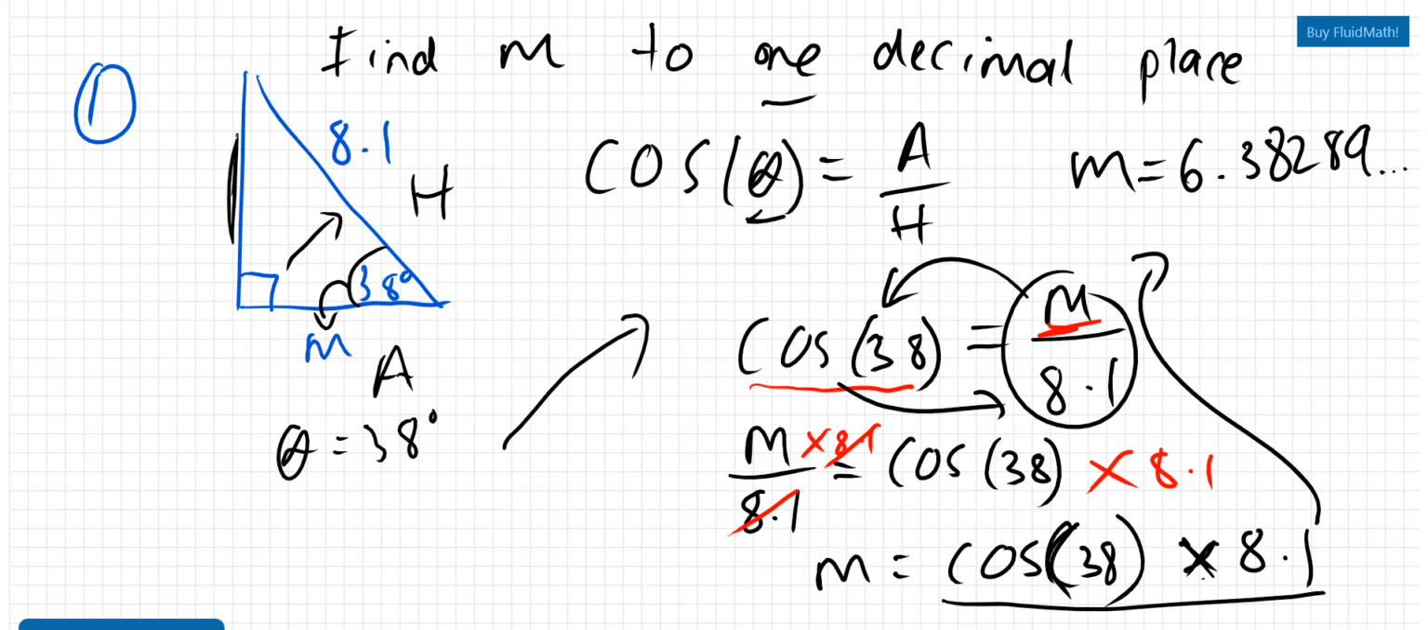We have to round to 1 decimal place. So to 1 decimal place, I look at my 3, which is my first decimal place here. The number next to it is an 8, so I have to round up. So I end up with 6.4. There are no units, so I'll just leave it at 6.4. So that is my final answer.